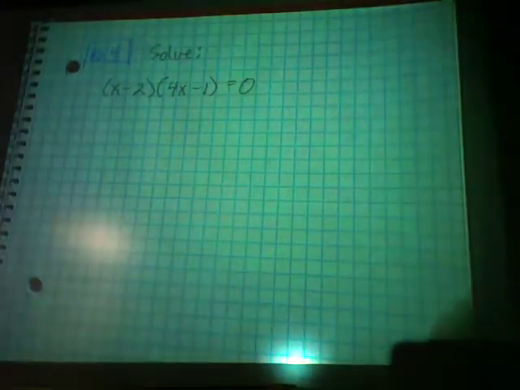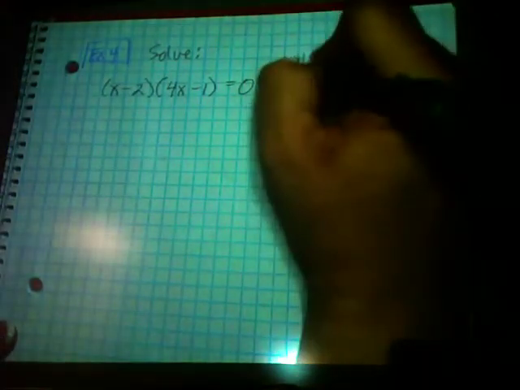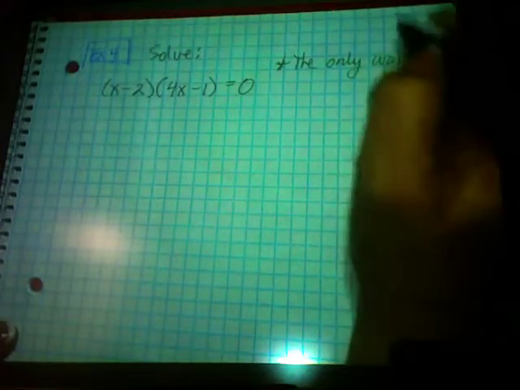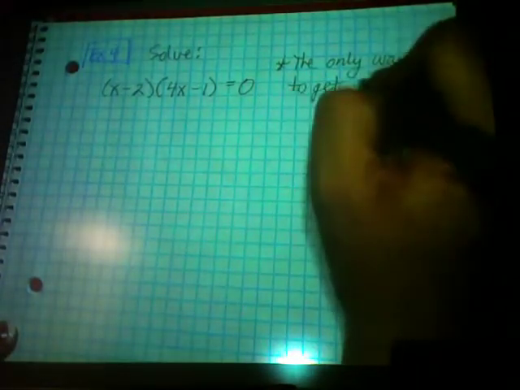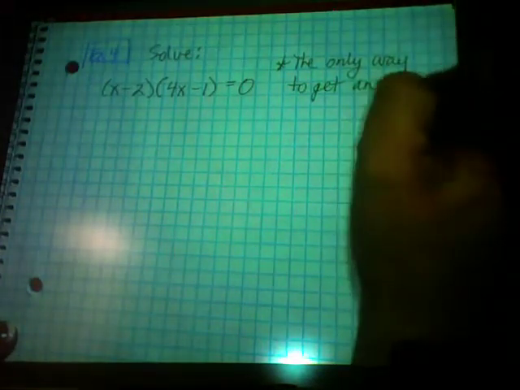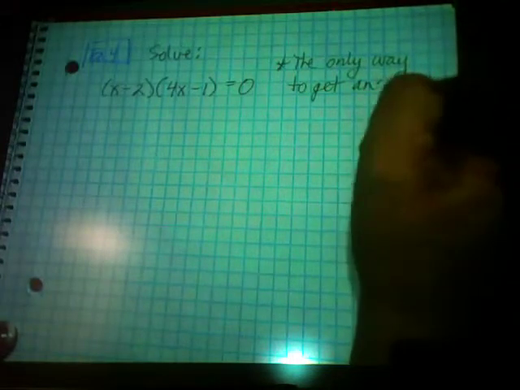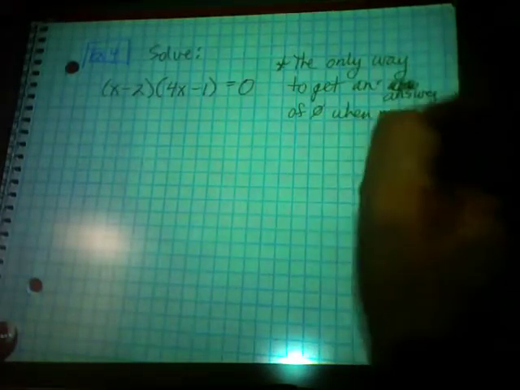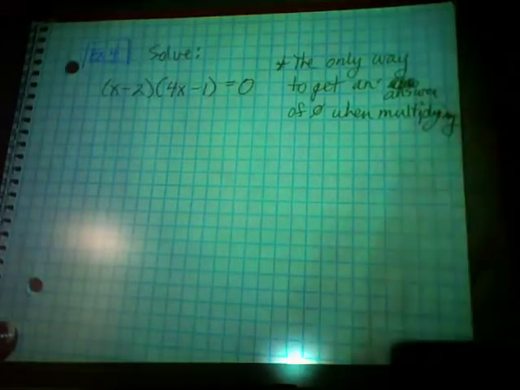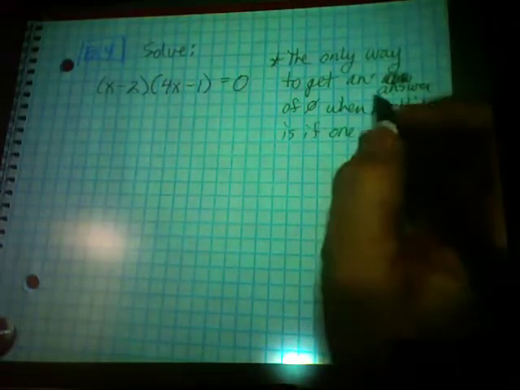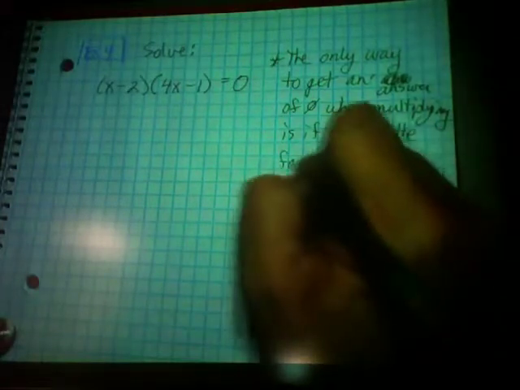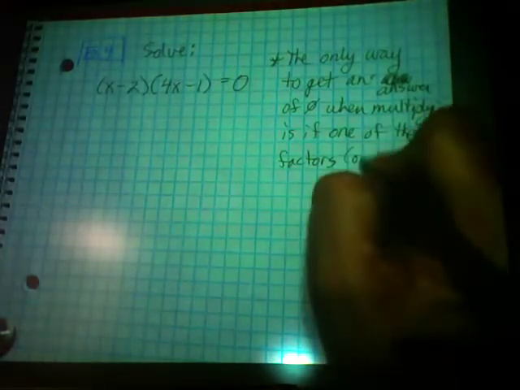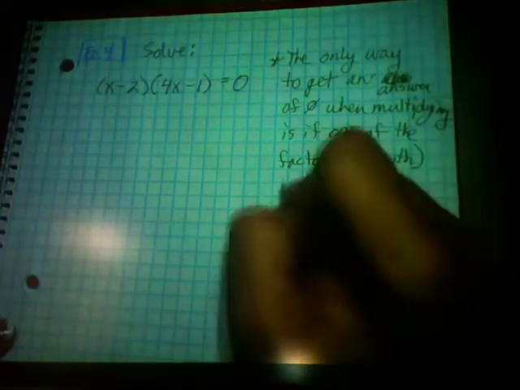So if that's the case, and you might want to write this as a note to yourself, because this is vital: the only way to get an answer of 0 when multiplying is if one of the factors, or both, is or are 0.